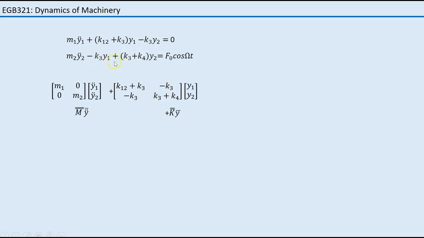In a similar way, in this second equation, for y1 the coefficient is negative k3, so we write negative k3. For the y2 coefficient we have k3 plus k4, so we write k3 plus k4, and that's our stiffness matrix.